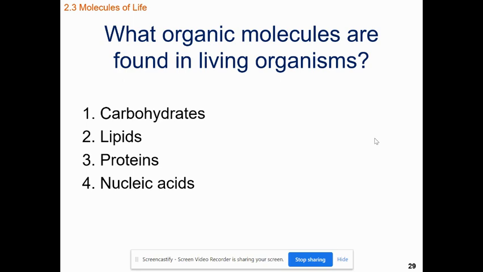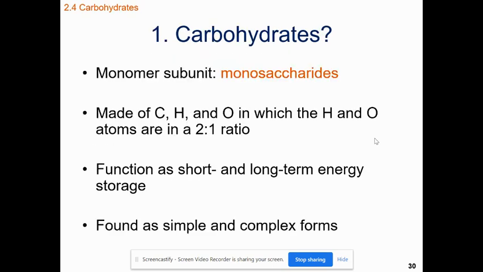So as we go into the rest of this chapter, we're basically going to talk about the four categories of organic molecules. That's carbohydrates, lipids, proteins, and nucleic acids. And remember, they're all organic, and that just simply means that they have CHO, carbon, hydrogen, and oxygen as their basic parts. Let's dive deeply into carbohydrates, which is the first category.